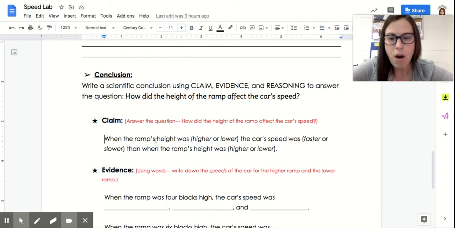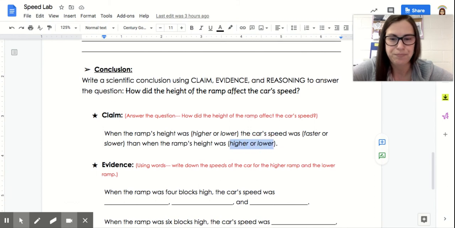So when the ramp's height was, you circle one of these, higher or lower, the car's speed was, circle one of these, faster or slower. Then when the ramp's height was, and then you're going to put the opposite of what you put first.